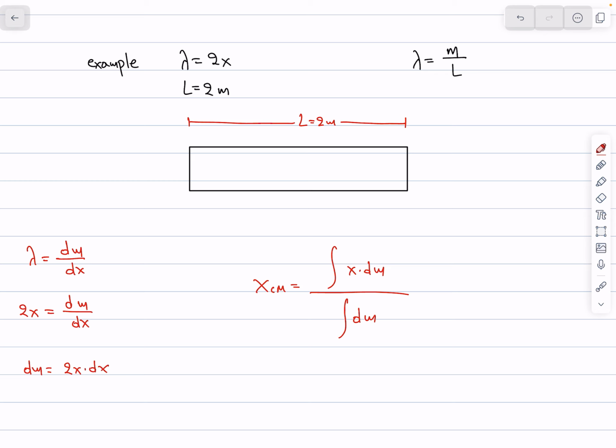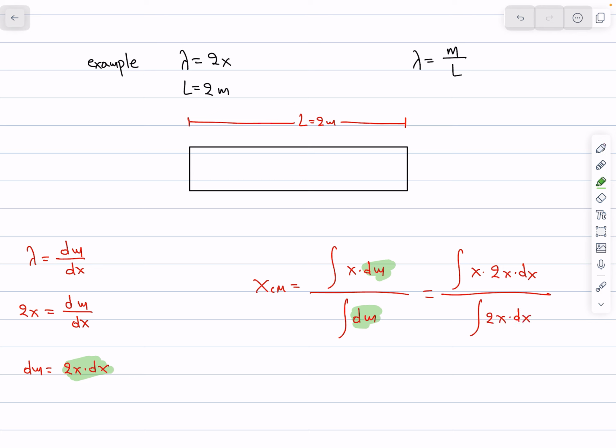Now, what this means is that we can remove the dm from the two integrals and replace it with something that has position x. So we say that it is the integration of x multiplied, instead of dm, by 2x times dx, and then again the integration of, instead of dm, 2x times dx.